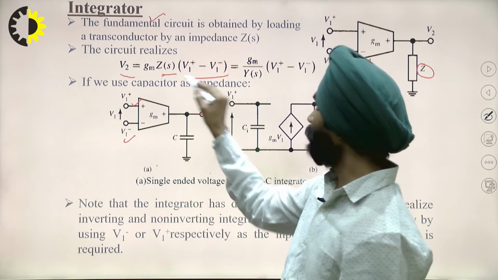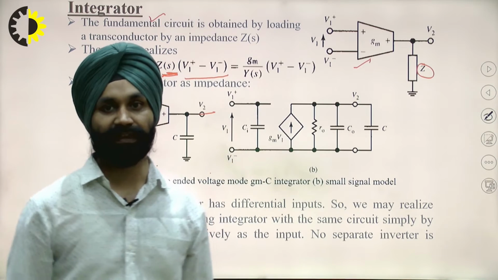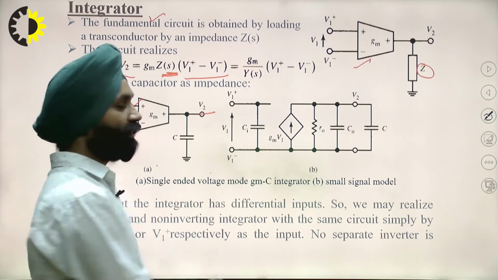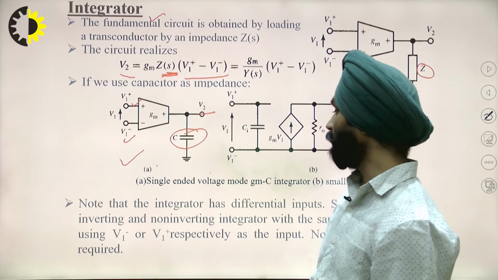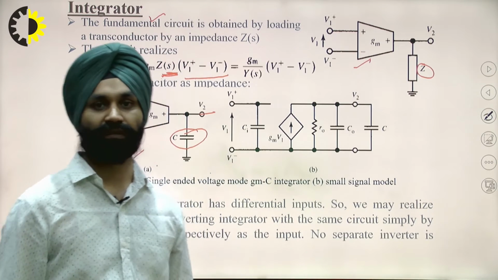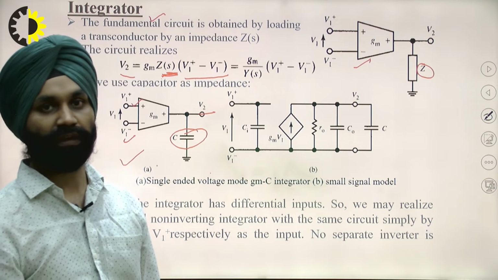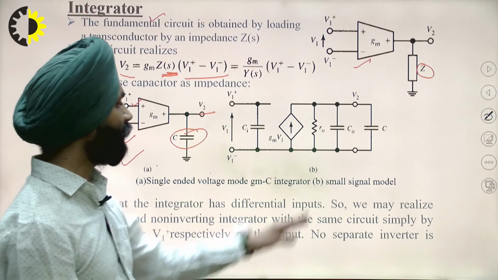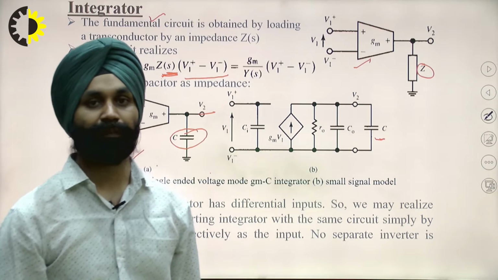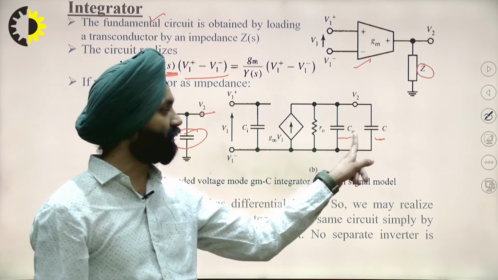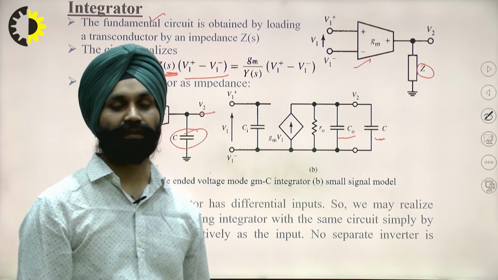Now if this Zs is a capacitor, then I can draw the circuit in this way, where Zs is replaced by a capacitor. For the single-mode small signal model, I will have this capacitor C in parallel with the internal output resistance and the output capacitance C0.